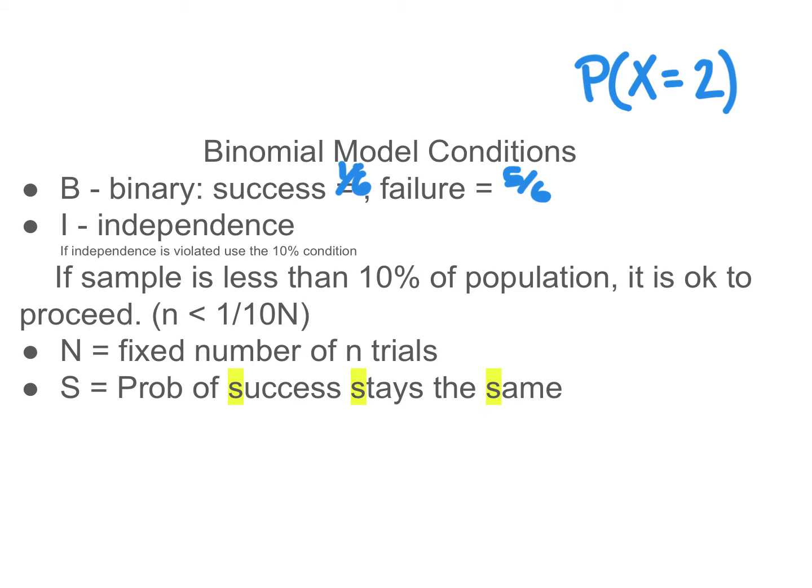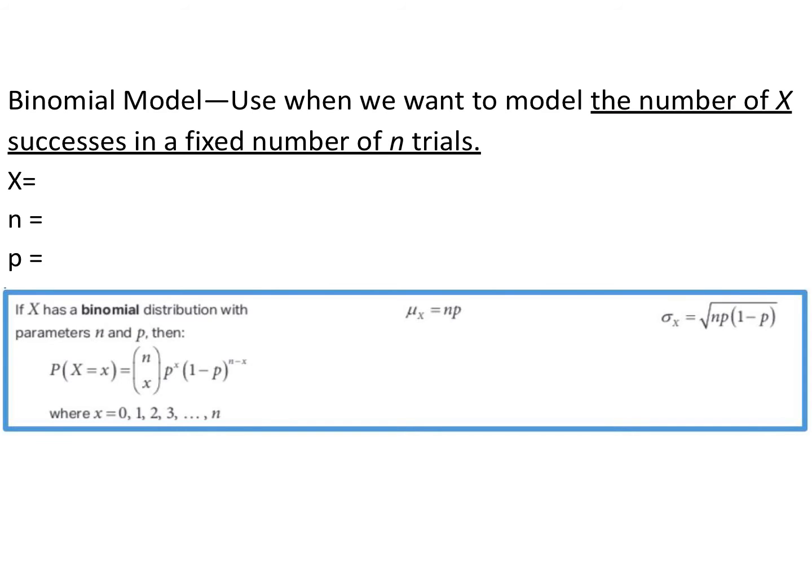N means we have a fixed number of trials, and then S, the probability of getting a success stays the same. It's constant, it's not going to change. So this acronym BINS, think binomial BINS, will help you check your conditions to see if it's appropriate to use the binomial model.